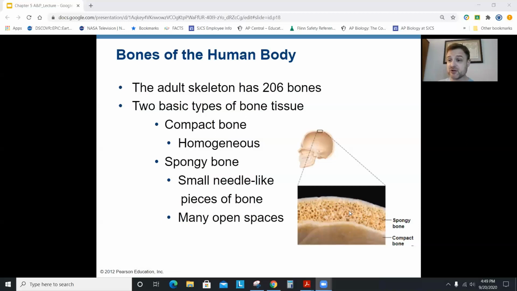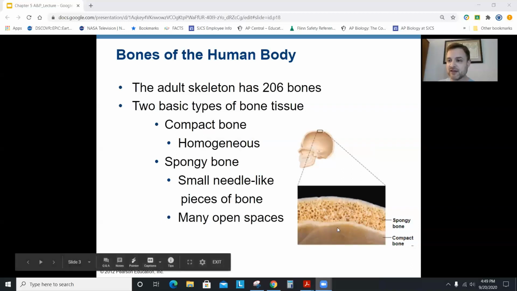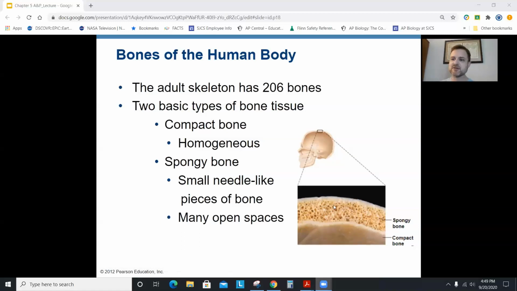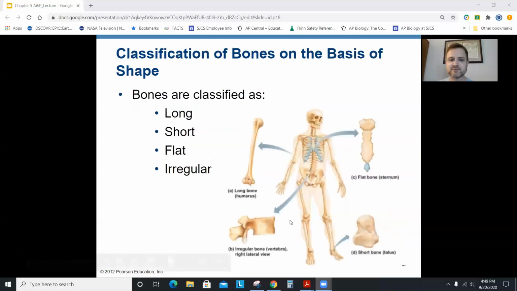Bone is a very, very strong material, but it's also very lightweight. So you want bones to be durable, but you don't want them to be incredibly heavy or your muscles would have a hard time moving your bones. So compact bones tend to be thin, like sheet-like. Spongy bone tends to have these big air spaces to make them lightweight.